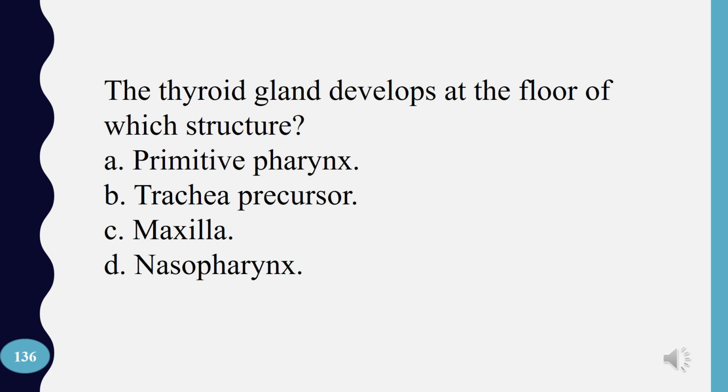The thyroid gland develops at the floor of which structure? A. Primitive pharynx. B. Trachea precursor. C. Maxilla. D. Nasopharynx. The answer is A. Primitive pharynx.